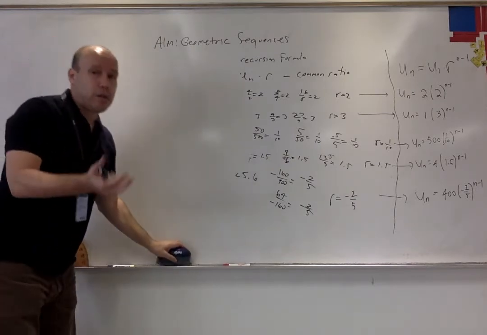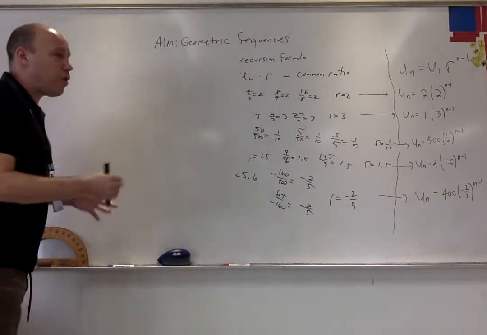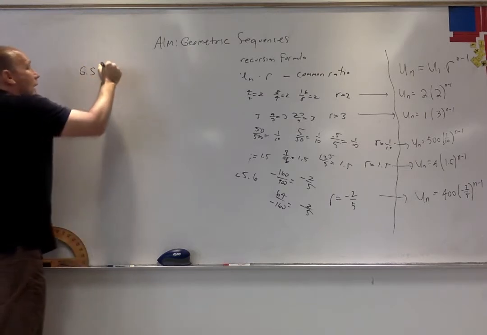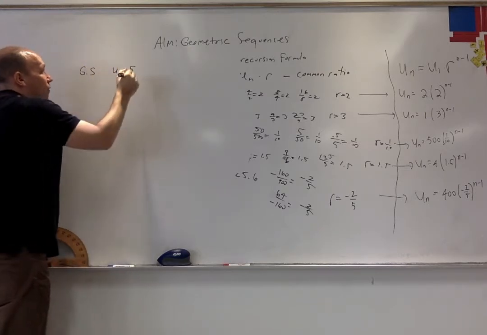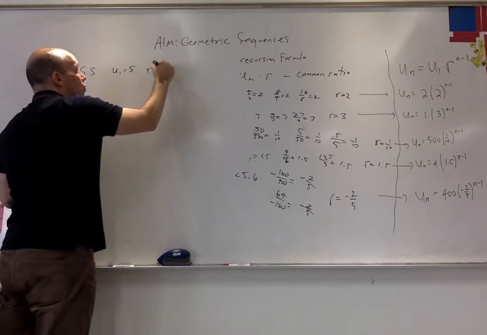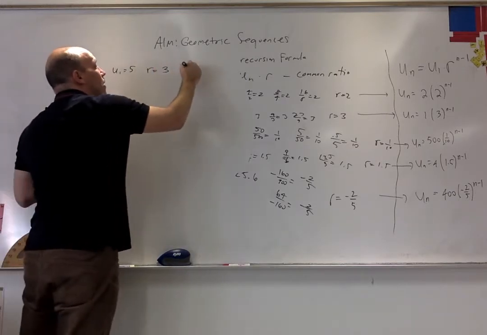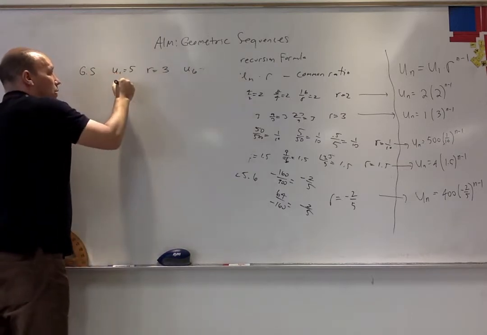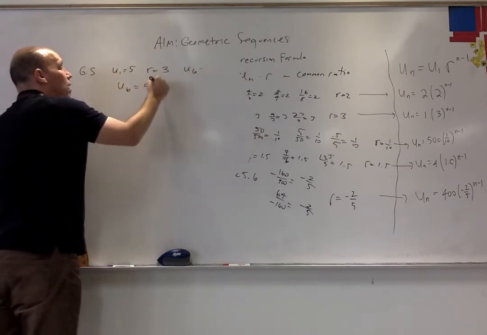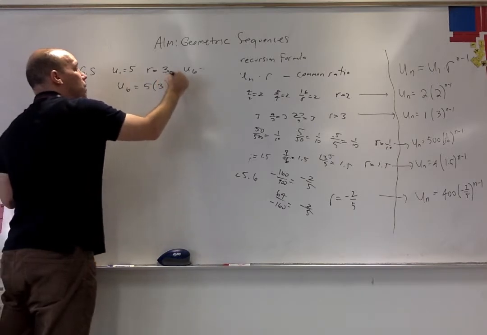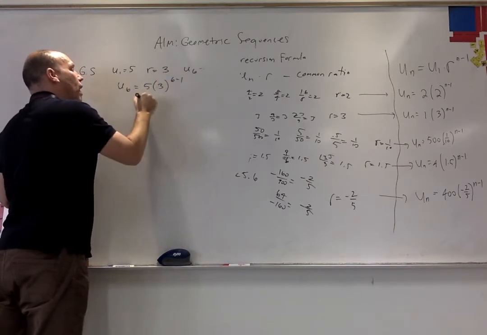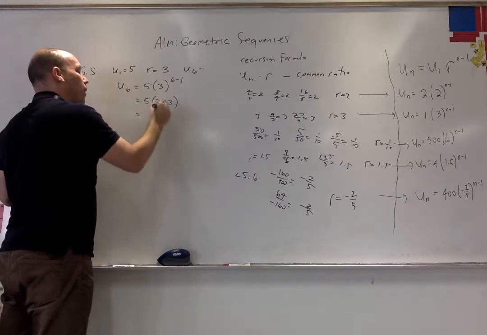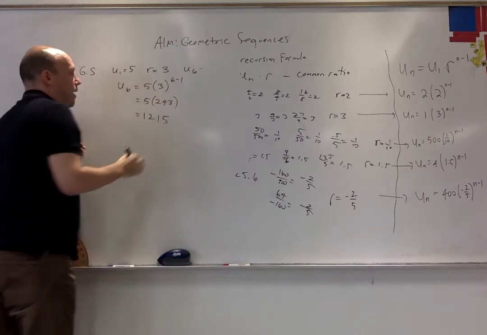So you know what's coming. You've done these examples before. If I say you have a geometric sequence, and the first term is 5, and the common ratio is 3, they'll say, find the sixth term. And you say, okay, the sixth term is equal to 5 times 3 to the 6 minus 1, which is 5 times 243, which is 1215.